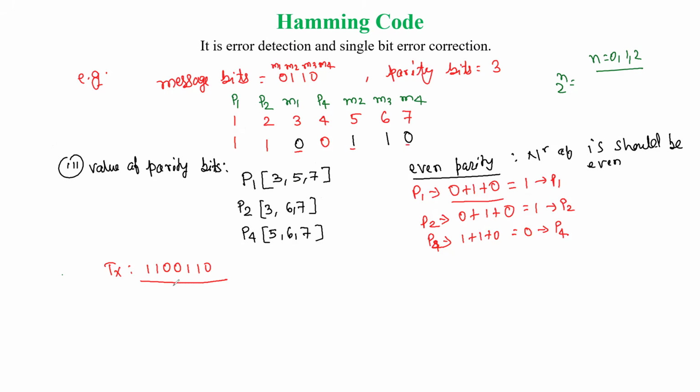Suppose in this we generate an error, and this 0 we replace with 1. So for example, then our received information will be 1 1 0 1 1 1 1 0. Later we'll see whether we are able to find this error or not. That will be called error detection and correction.